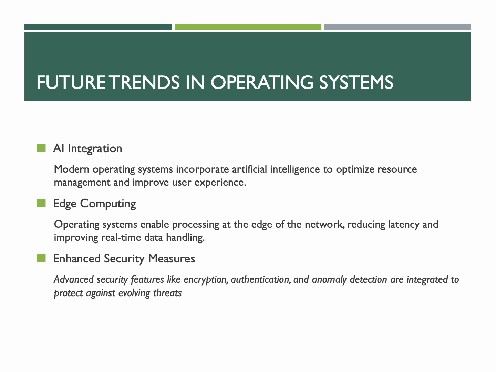Then we have edge computing, which allows data processing at the network's edge, closer to the source of data, rather than relying entirely on centralized servers. For example, smart cameras process video footage locally, reducing the need to send all data to the cloud. Then we have enhanced security measures.